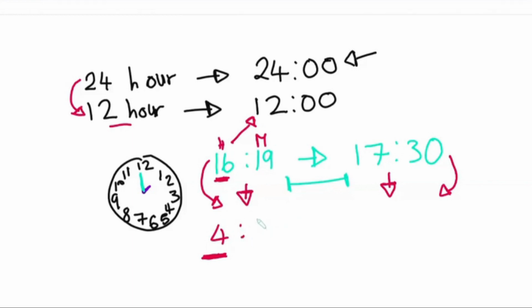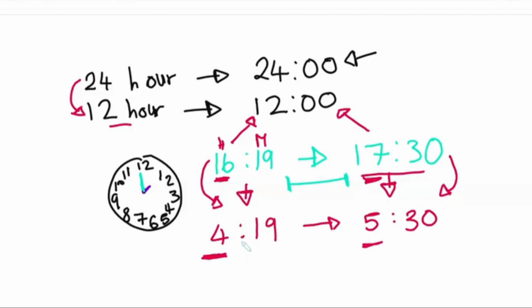What do we do with the minutes? We leave the minutes as they are. And then we're also going to transfer this time here to 12 hours as well. Now this again has gone past 12, so we know that the hour hand has gone around the clock once already. We simply do 17 take away 12. What's 17 take away 12? 5. Fantastic. What do we do with the minutes? We leave them as they are. We're not going to change the minutes at all.